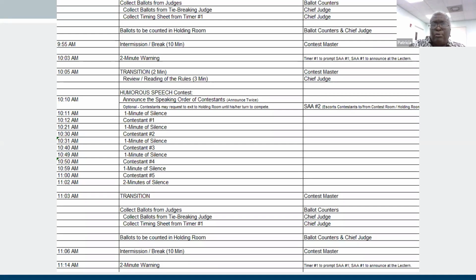So you're going to follow your program straight through the transition. And then there's the collection of the ballots. And then after the collection of the ballot, the judge takes the tiebreaker ballot and then the timing sheet. And after that, it's time to move to the holding room. The chief judge would move. And after the contest, there's another 10 minutes break.